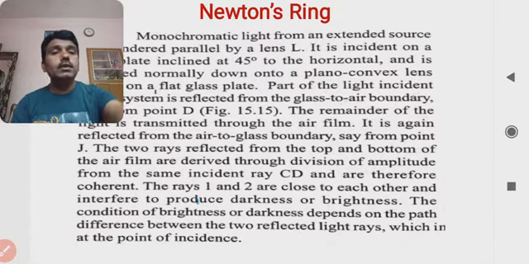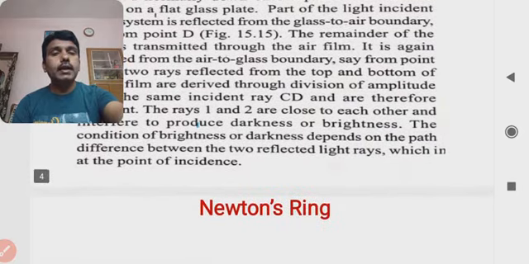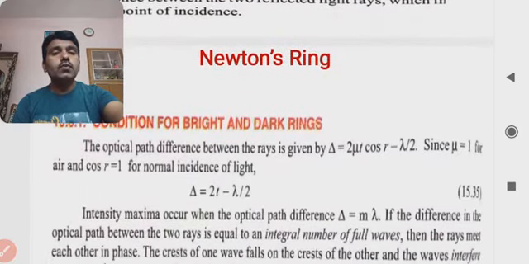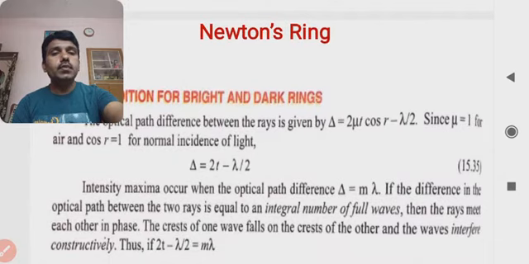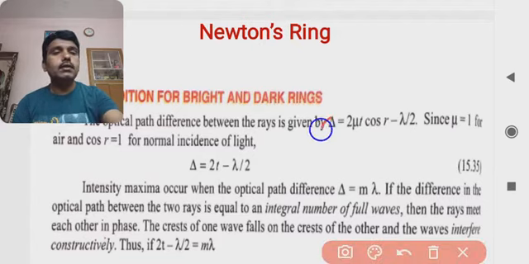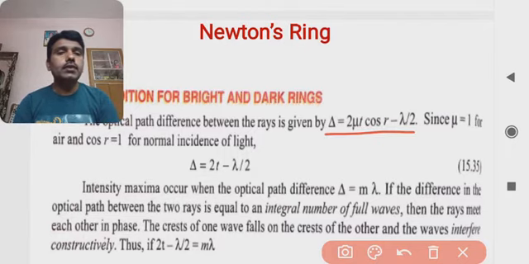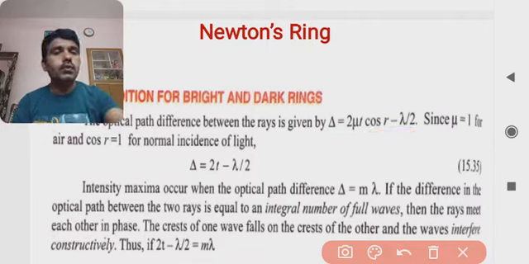And what is exactly the condition for these dark and bright rings? When the reflection is from both points, that is, two rays are reflected, the path difference is given by delta. And this path difference for the ray in the optical system is given by delta equal to 2 mu t cos r minus lambda by 2.